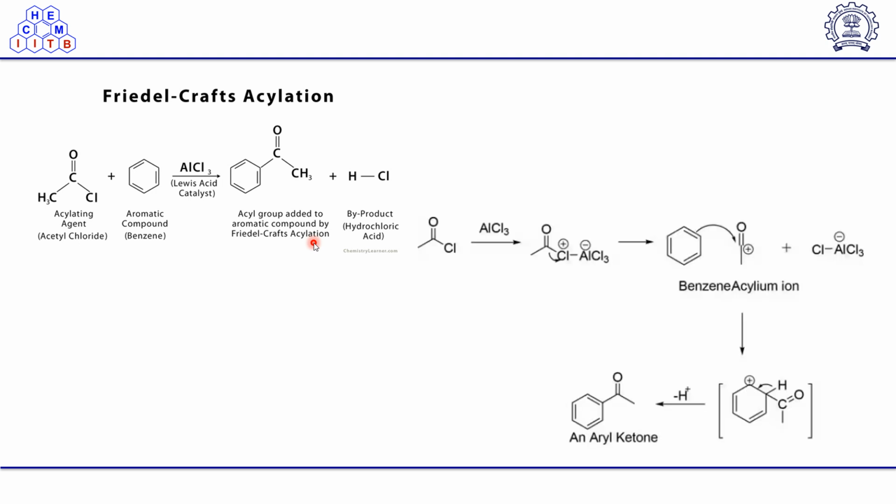So the mechanism is as given here. This AlCl3 will coordinate with this chlorine, and that will get eliminated to get this acylium cation, the acylium carbocation, which will get attacked by this aromatic ring, and then it will rearomatize to form this aryl ketone. So that is the mechanism for this reaction.